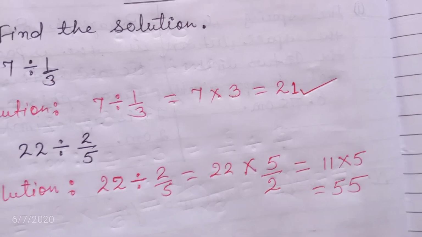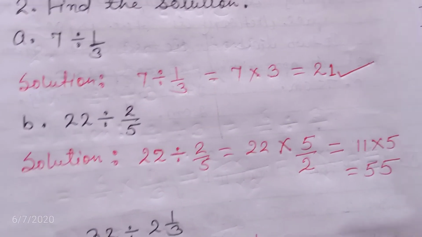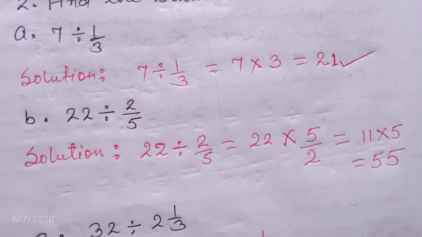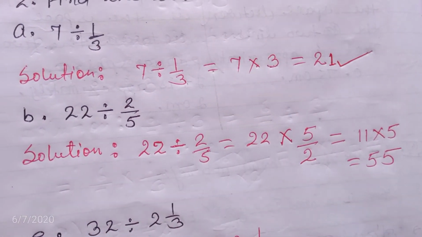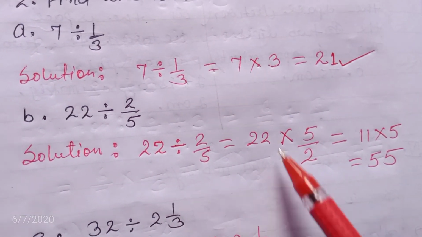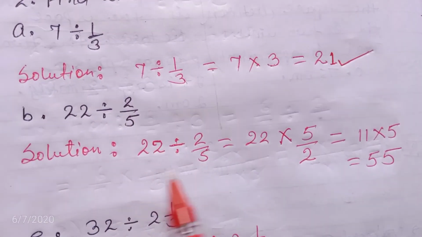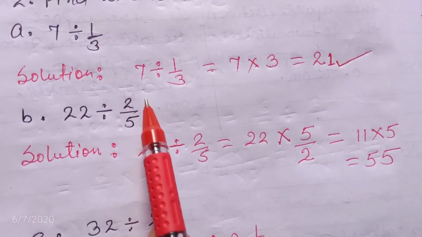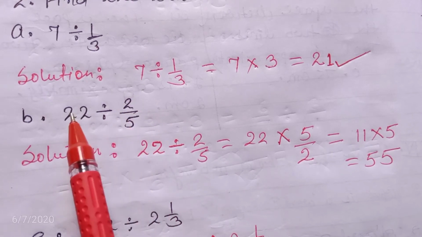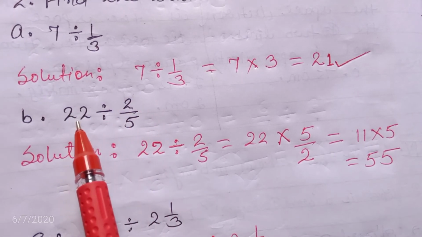So always remember, opposite of division is multiplication. So you change division sign to multiplication sign and take the reciprocal of the divisor. One thing you will remember, always take reciprocal of second number, not the first number. First number you will write as it is.